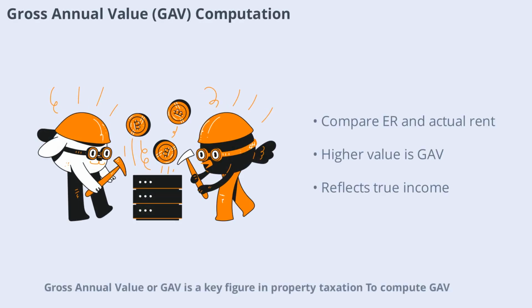Gross annual value, or GAV, is a key figure in property taxation. To compute GAV, first determine the expected rent and the actual rent received or receivable. The higher of these two values becomes the GAV. For example, if the expected rent is Rs. 960,000 and the actual rent is Rs. 1,200,000, the GAV is Rs. 1,200,000. This ensures that the property is taxed on its maximum income-generating potential.